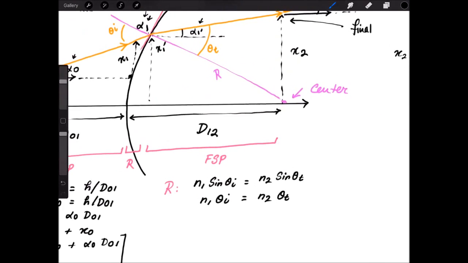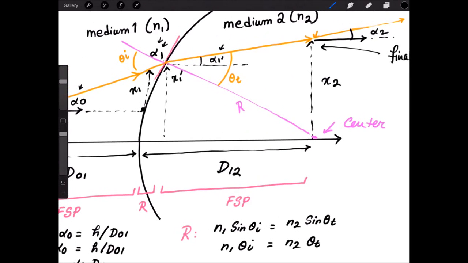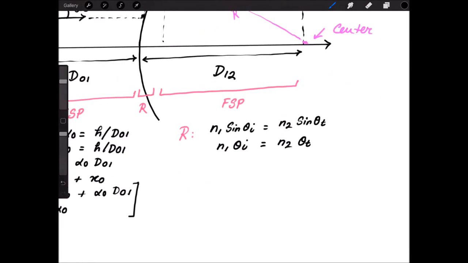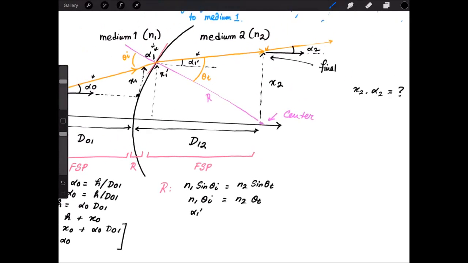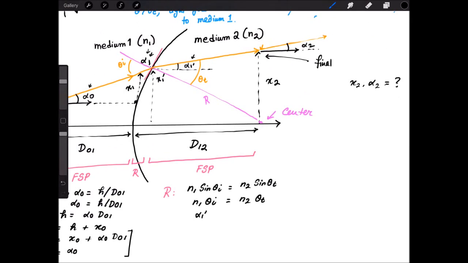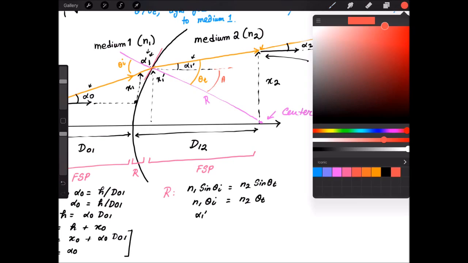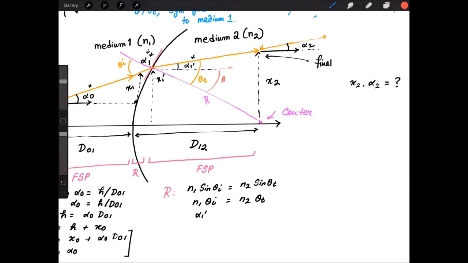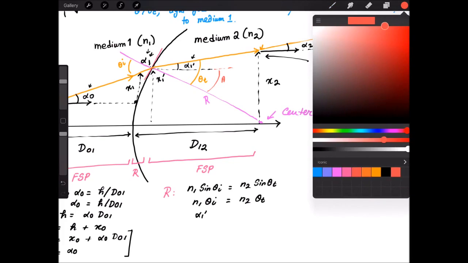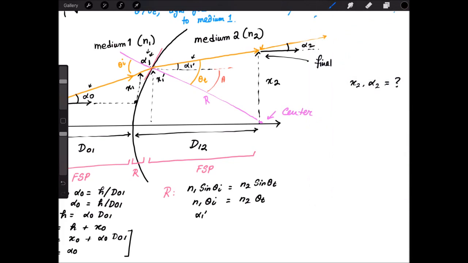So the angle is what changes here, and we have to do a fair bit of geometry to solve that. So we are looking for alpha 1 prime. So what is alpha 1 prime? So let me define this angle as A. So based on that definition, alpha 1 prime is theta t minus A.